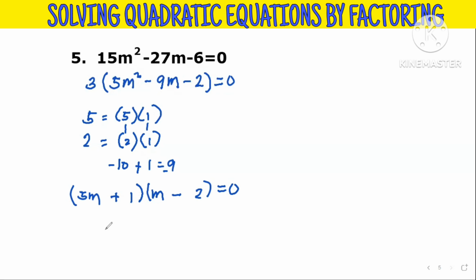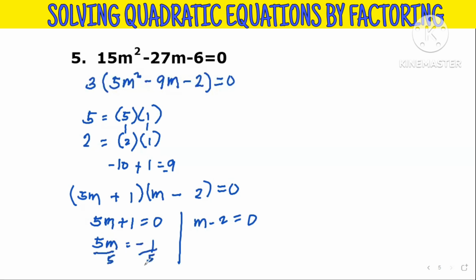Okay? So, let us now apply the zero product property. 5m plus 1 equals 0. M minus 2 equals 0. If 5m plus 1 equals 0, then 5m equals negative 1. And then we divide both sides by 5. So m is equal to negative 1/5. If m minus 2 equals 0, then m is equal to 2. So the solutions are negative 1/5 and 2.